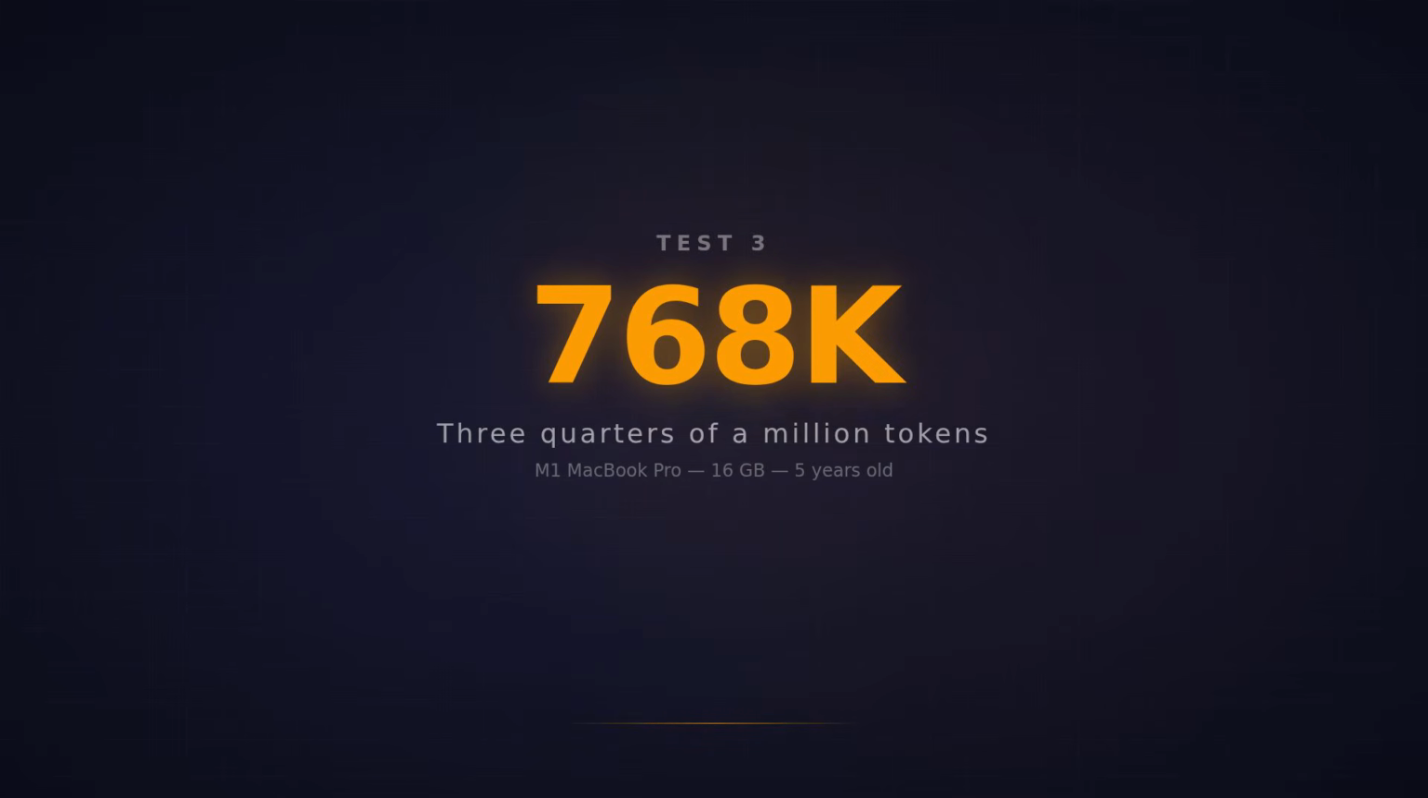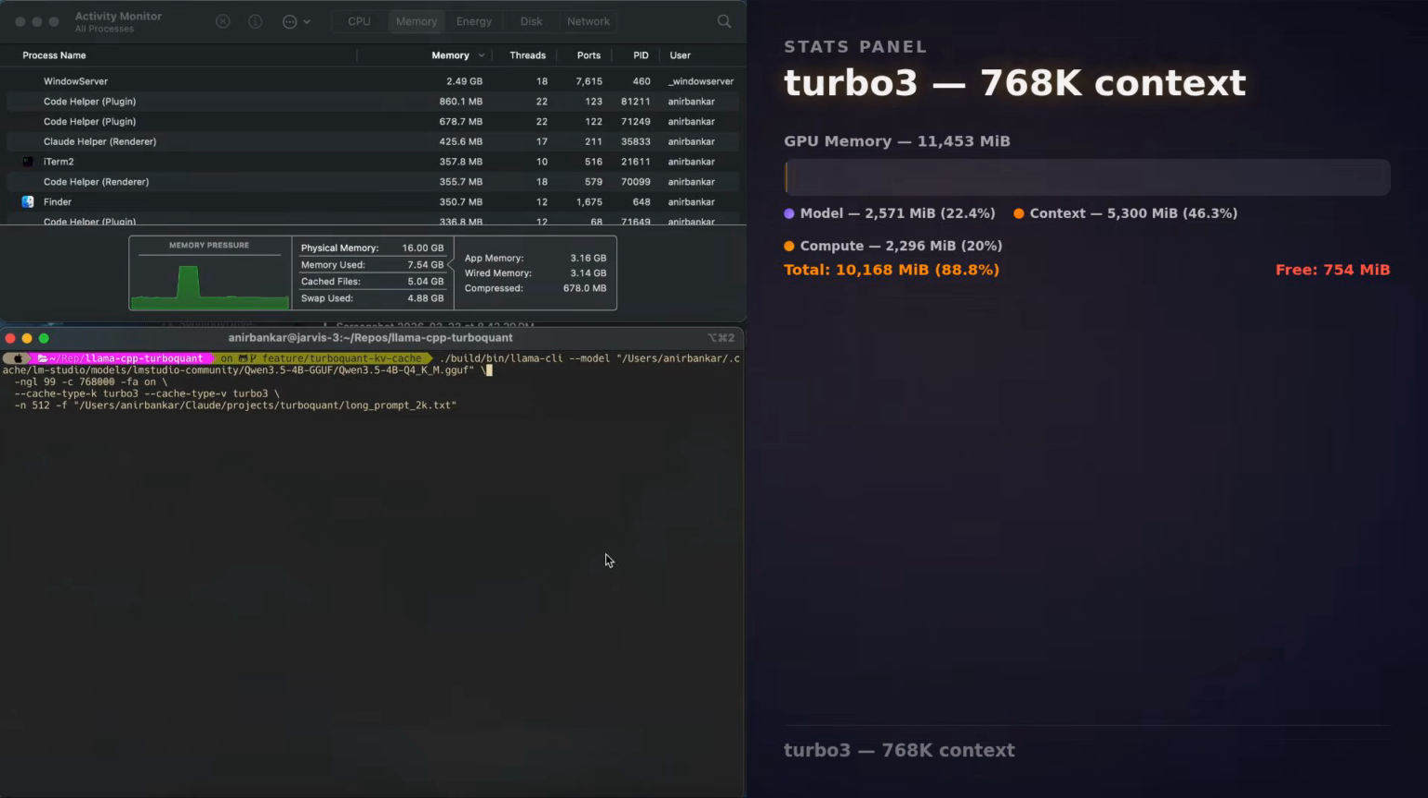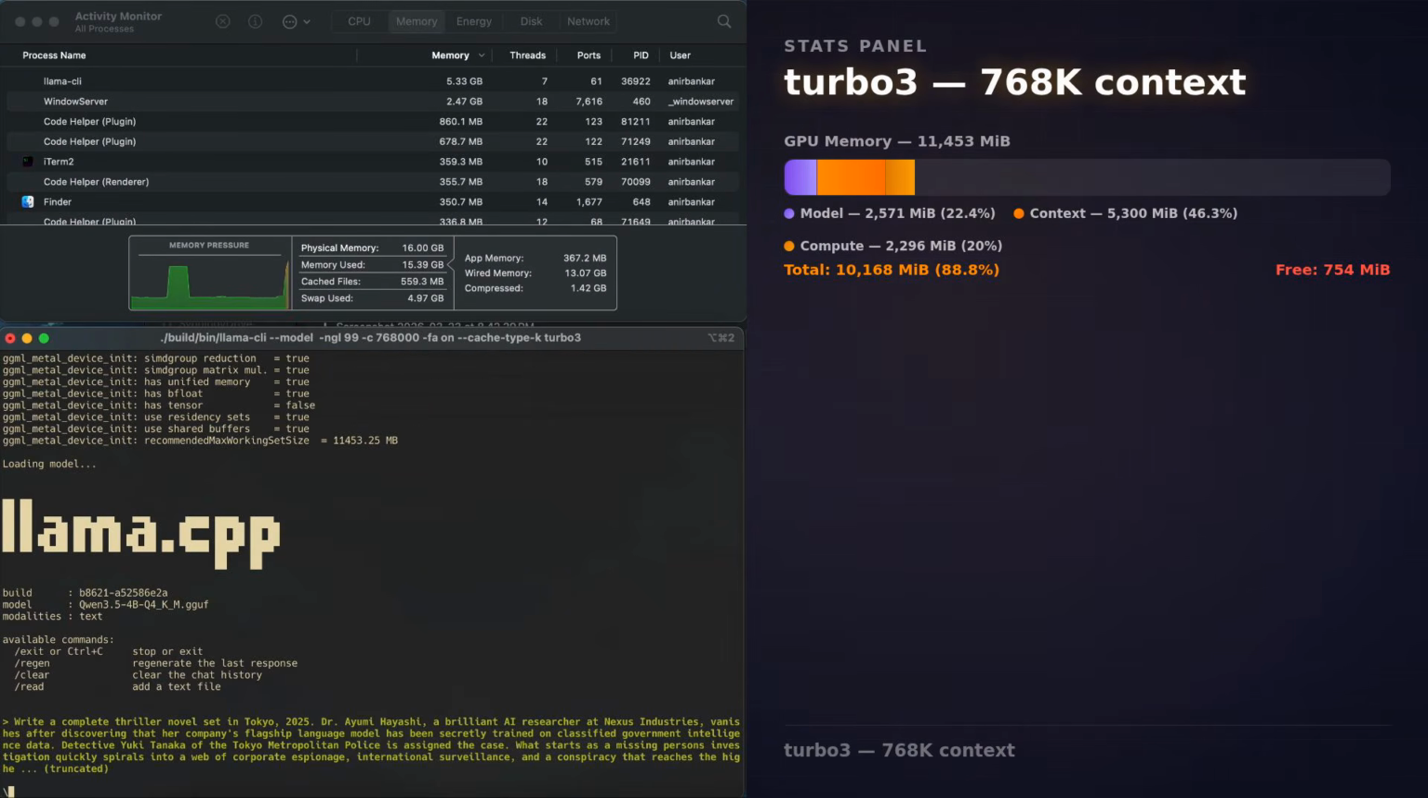FP16 cannot do this, period. Turbo 3 does it with room to spare, but I wasn't done pushing. 768,000 tokens, on a 5-year-old M1 MacBook. Let's see. The KV cache takes 5.3 gigs, 754 megabytes free.